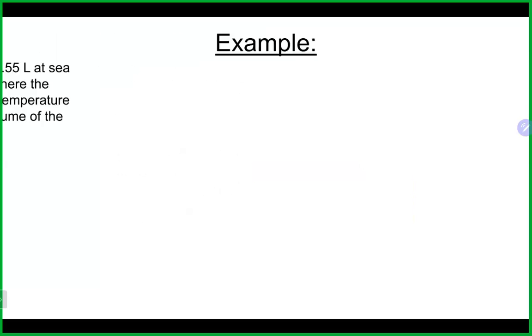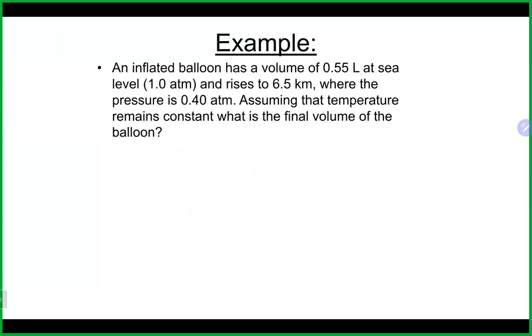All right, so why don't we try one here? An inflated balloon has a volume of 0.55 liters. At 1 atmosphere, it goes to 6.5 kilometers, where the pressure is 0.4 atmospheres. What is the final volume, assuming temperature remains constant? So take a shot at it, see what you come up with.